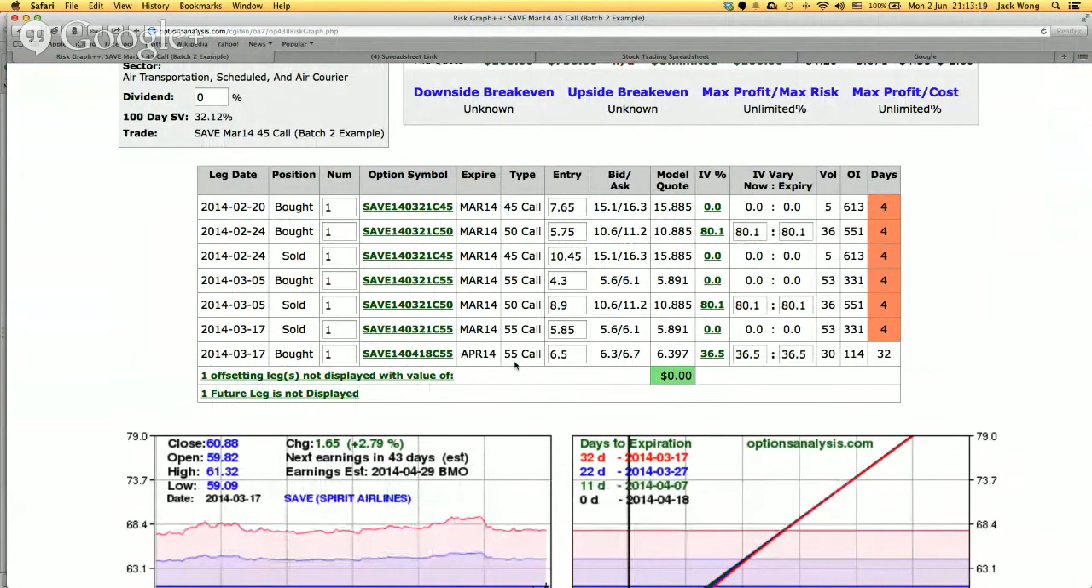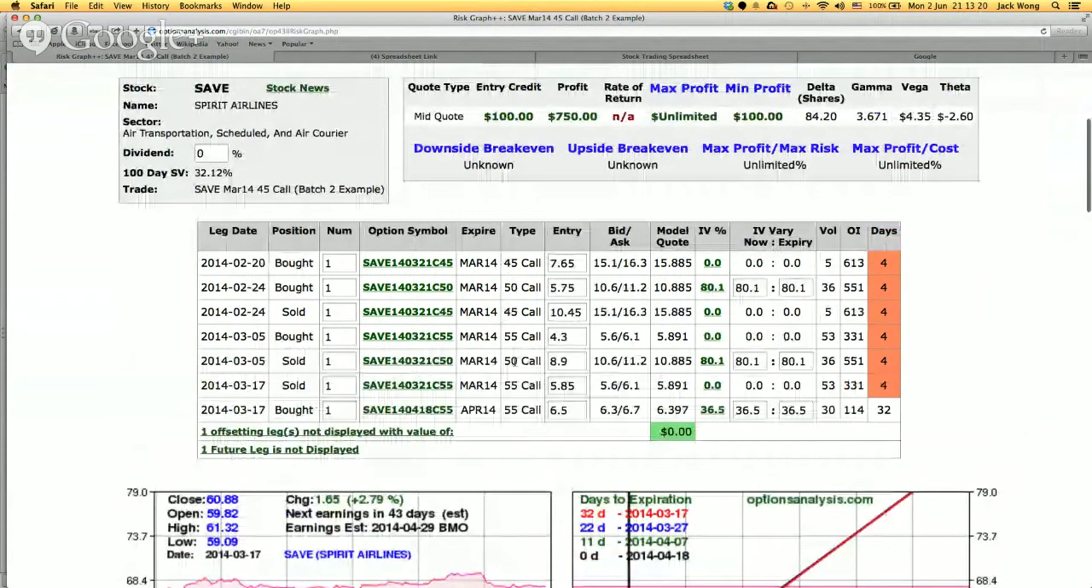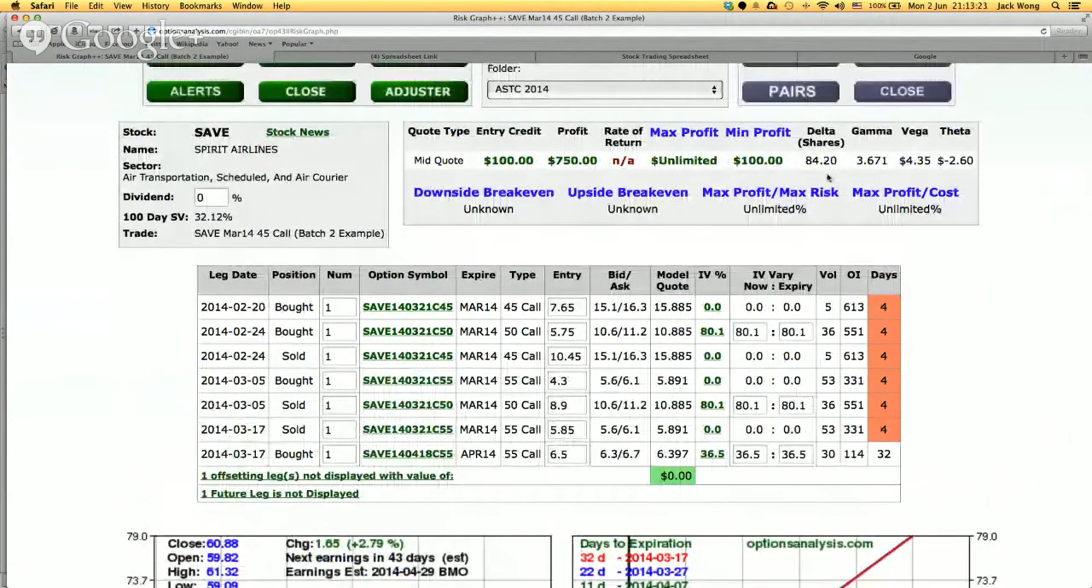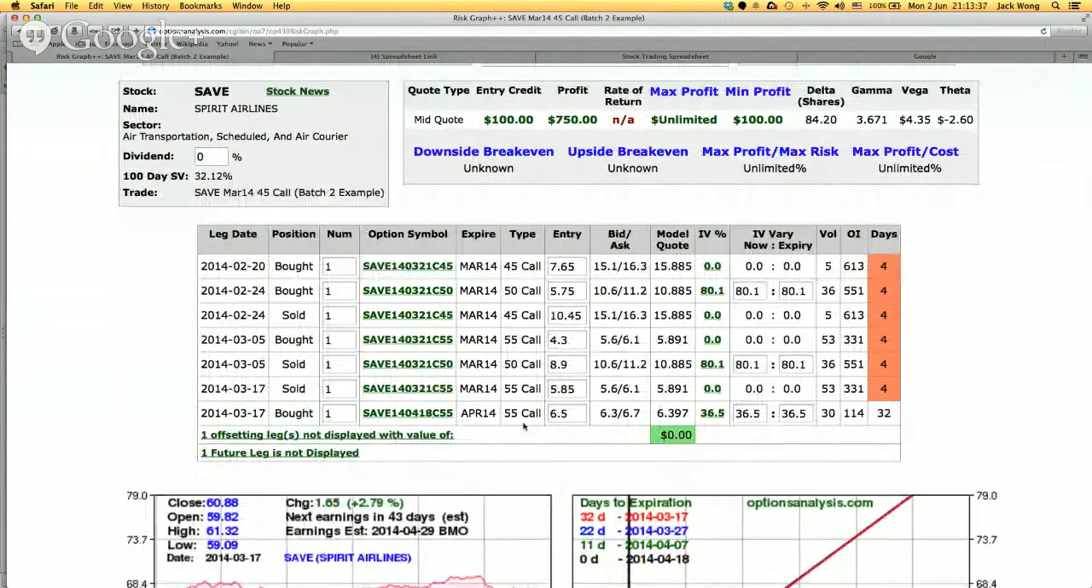Okay. Now, why do I choose the 55 call? Because I look at the delta. The 55 call gives me at least 75 delta. So does it mean that I must roll out at the same strike? No. Your job is just to find a call option in the month of April, in this case, that has a delta of at least 75.